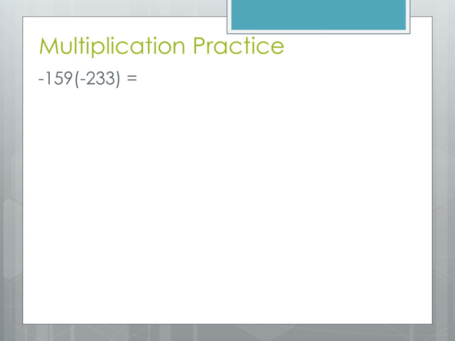Let's jump into some large digit multiplication. Our first problem here, we have negative 159 times negative 233. We're going to go ahead and place the sign so we don't forget about it later. A negative times a negative, same signs, is going to be a positive. So we know that this is going to be a positive. Okay. And then off to the side, we're going to do our multiplication.